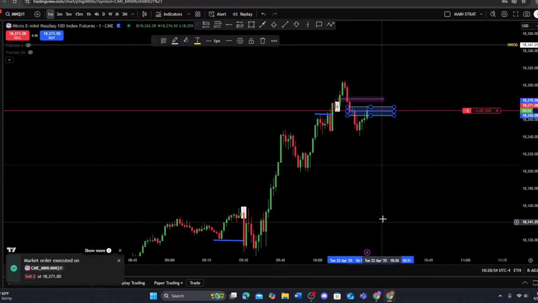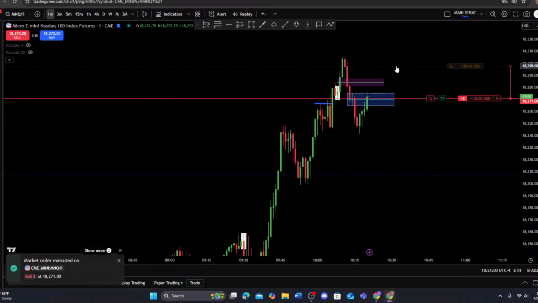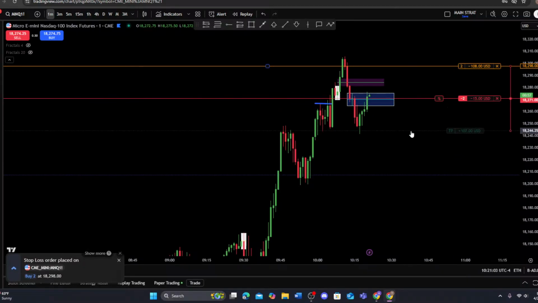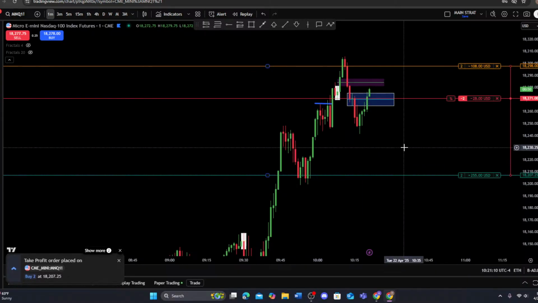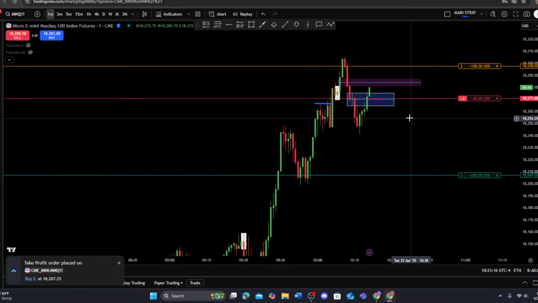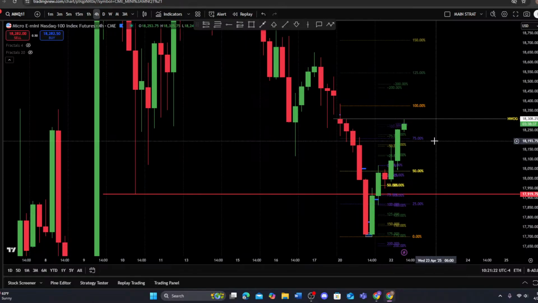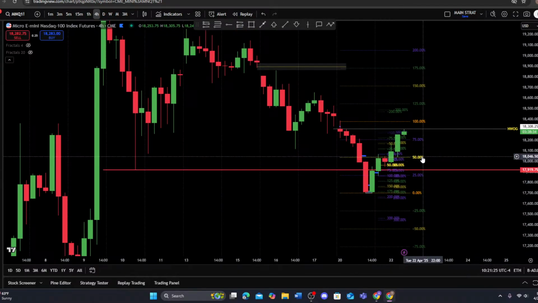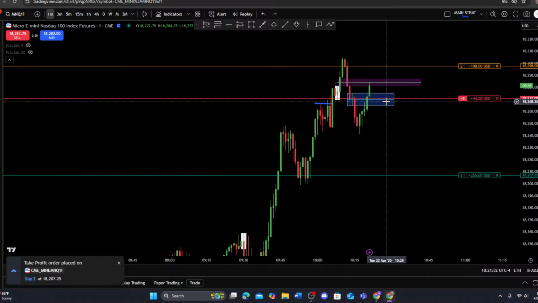Take a sell here. This is the 4-hour candle that's developing right now, this 10 o'clock here. I'm sitting and waiting.